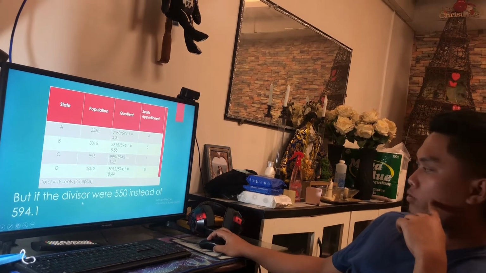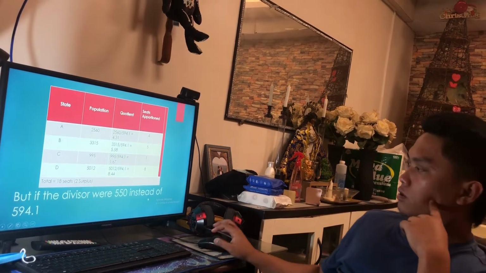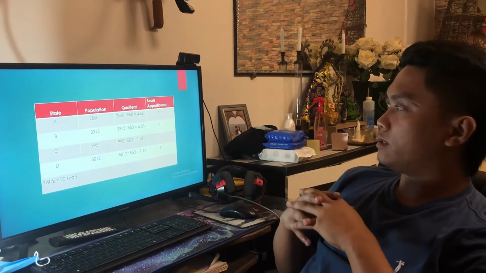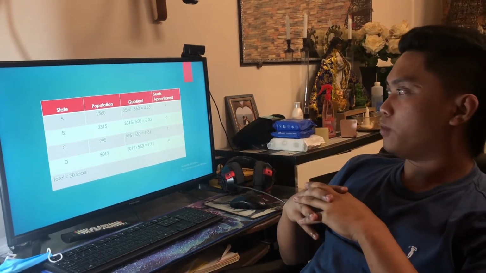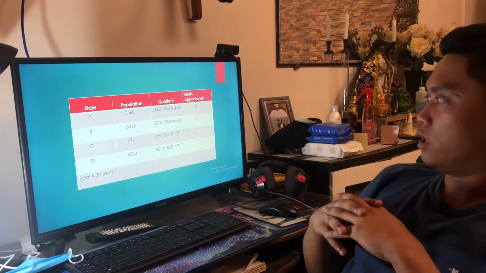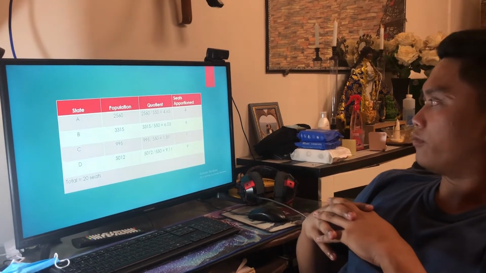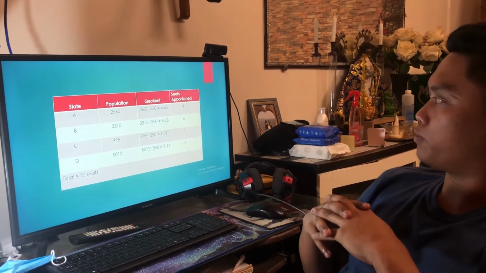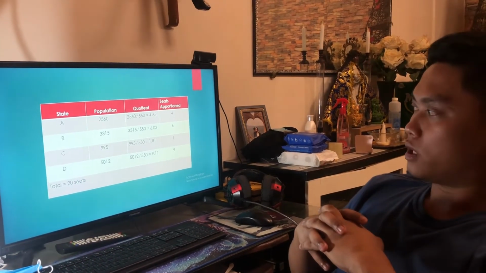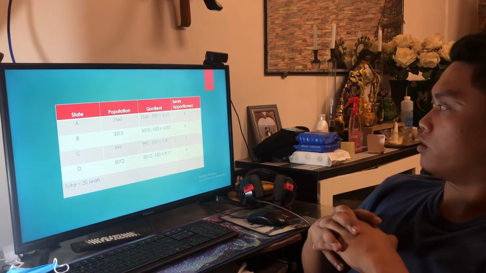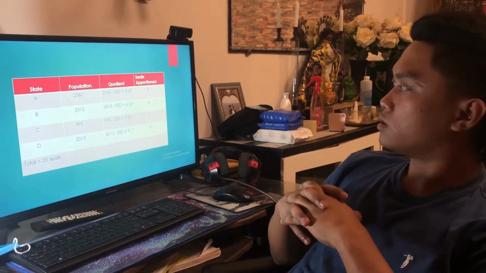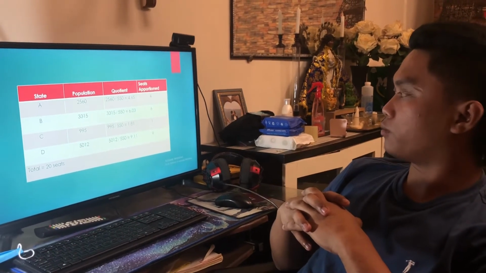But if the divisor were 550 instead of 594, this is state A, B, C, and D. The population of state A is 2,560, and the quotient is 2,560 over 550, which equals 4.65, and the seats appointed is 4. State B has a population of 3,315, and the quotient is 3,315 over 550, which equals 6.03, and the seats appointed is 6.